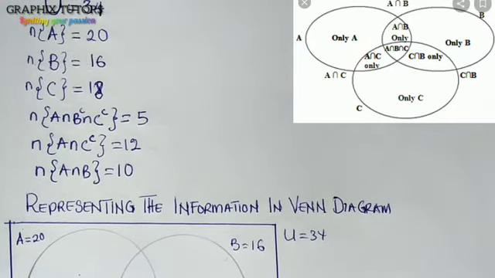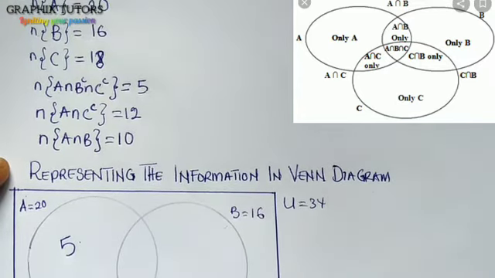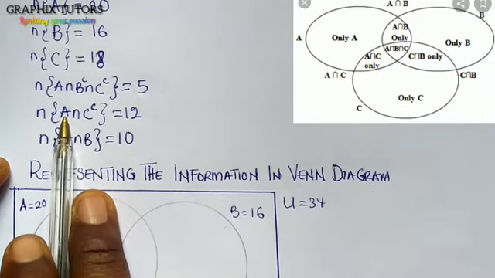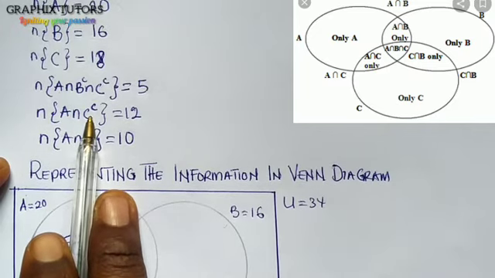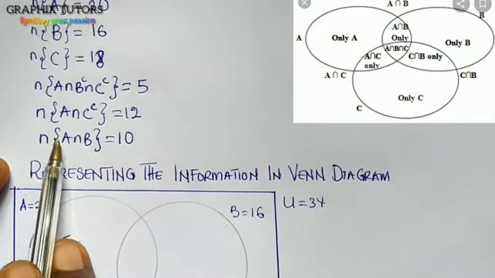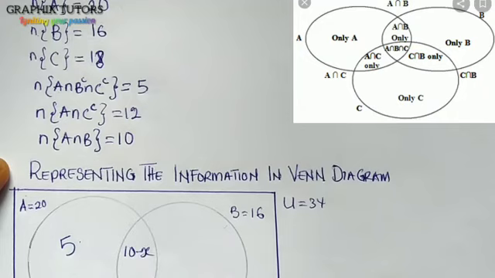So if I move forward, we have A only, that means only this region here, and that will be 5. That is A only, which is 5, right? Then the next one says A but not C, and that is 12. We are not going to input that because you can't represent that on this diagram. But A intersection B is 10. So that will put 10. Anything you're writing here, you should subtract it from this region here. Right?